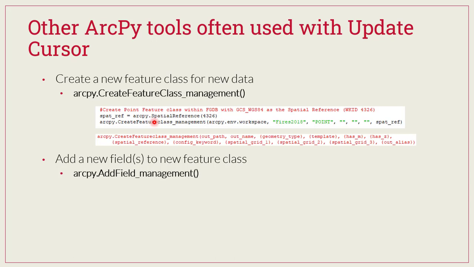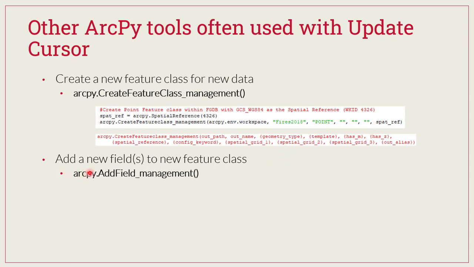So I'm going to populate that into my spatial reference method here, and I'm going to use that spatial reference variable in the optional parameter of spatial reference in create feature class management. Notice how you're using your placeholders here to skip over these particular other optional parameters that you do not need in your code.